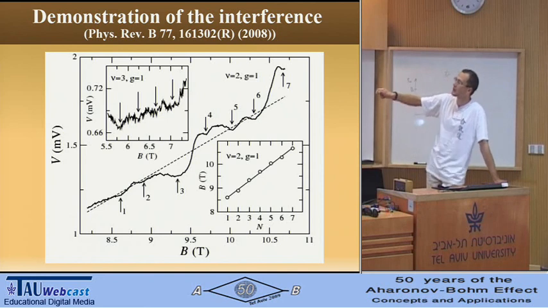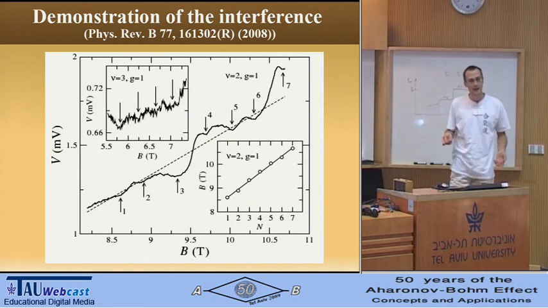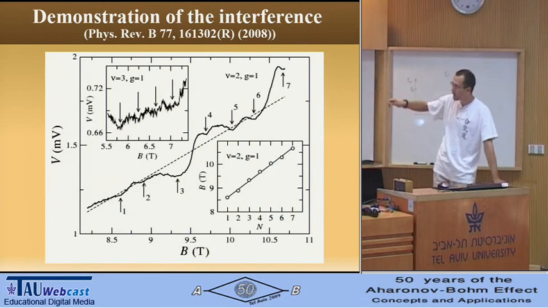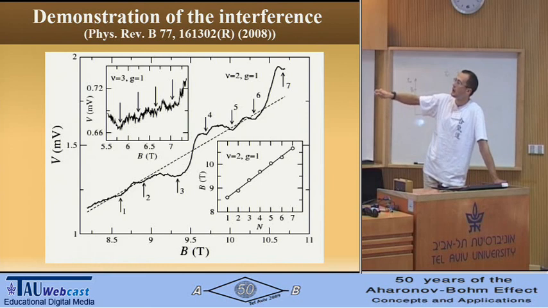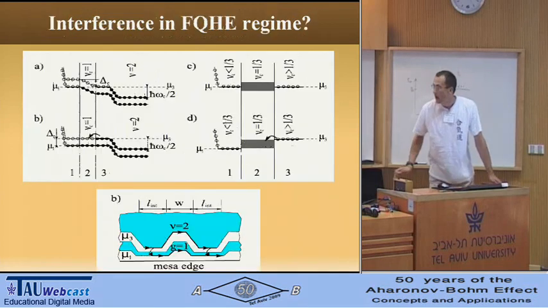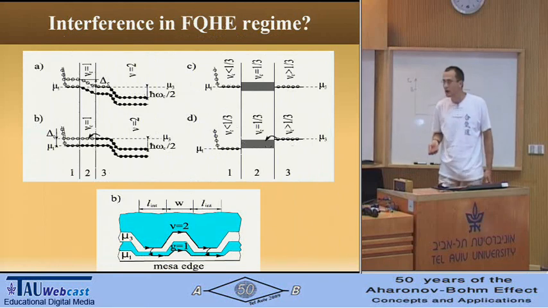The same experiment can be made around filling factor 3, with the same one edge state under the gate, so really for the same edge states. And you also see oscillations. The signal is a bit noisy because the signals are small. But in any case, we have equidistant oscillations.